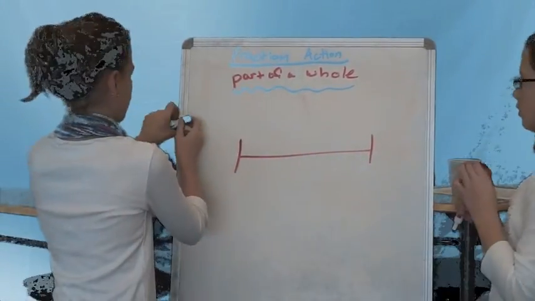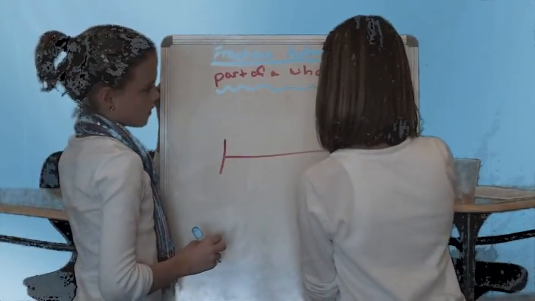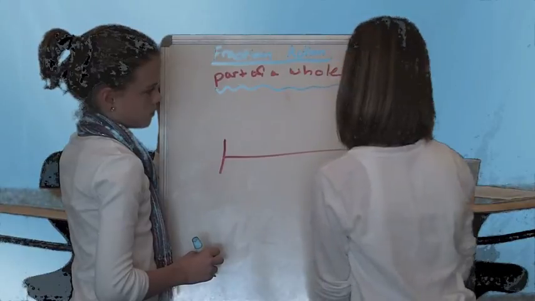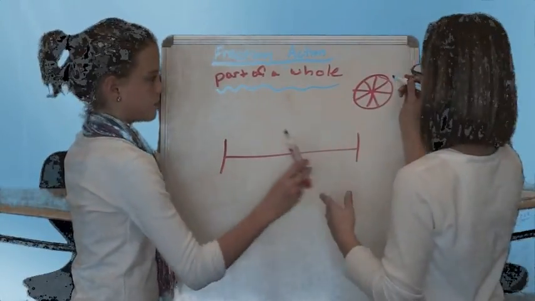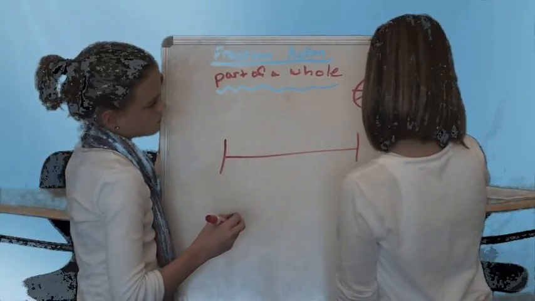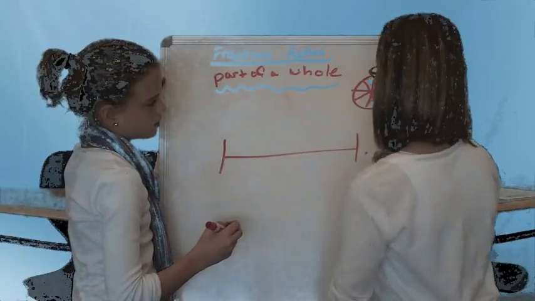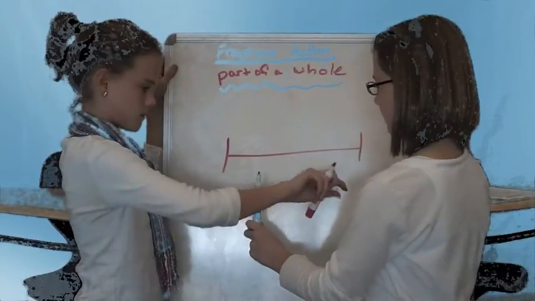So let's do part of a whole. A proper fraction is part of a whole. So let's divide mine into 8s. Okay, let me use your marker. Okay. So let's say we had 5 shaded in. 1, 2, 3, 4, 5. That would be part of a whole.